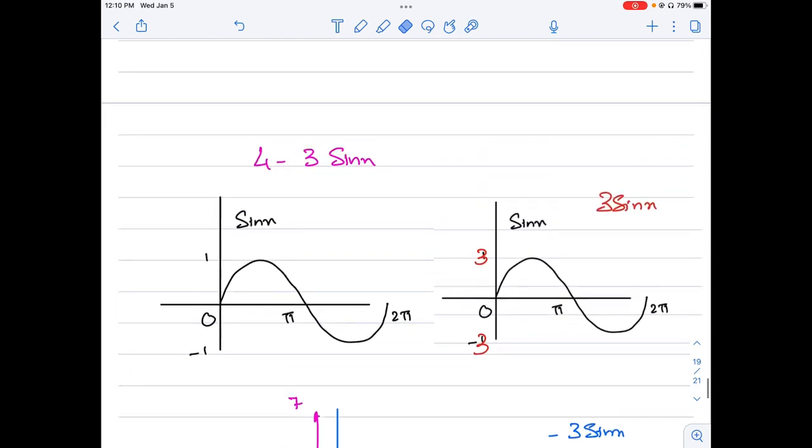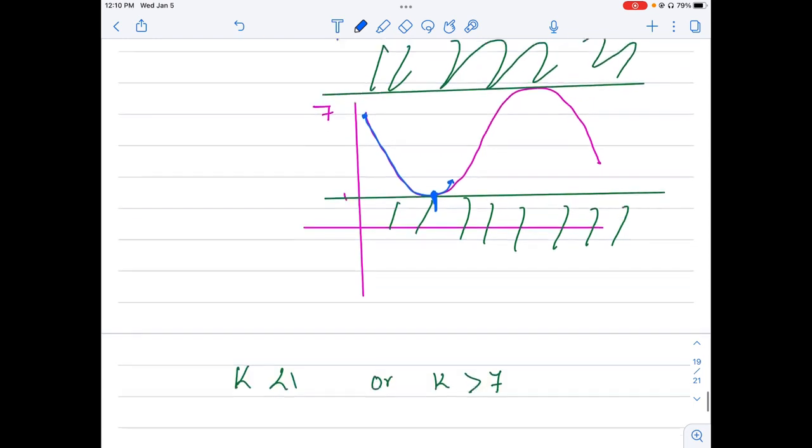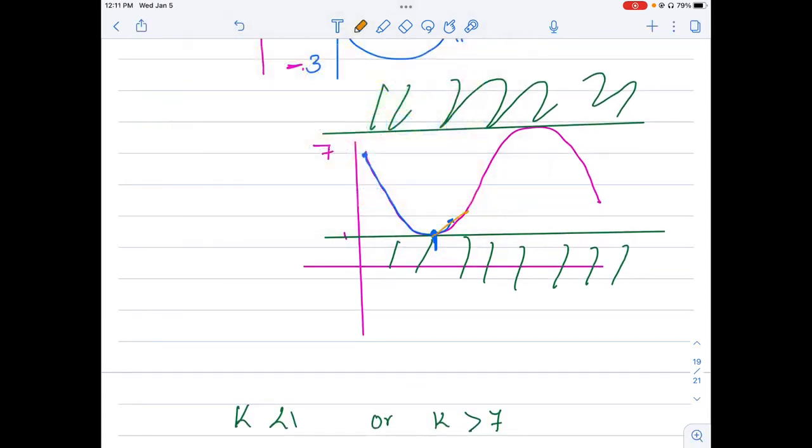Now coming to the next part, state the largest value of a for which you should have an inverse between pi by 2 and a. It will have an inverse whenever it is a one-to-one function. You can see that this part, because it's starting at pi by 2, is going to be a one-to-one function, from its minimum point to the maximum point.